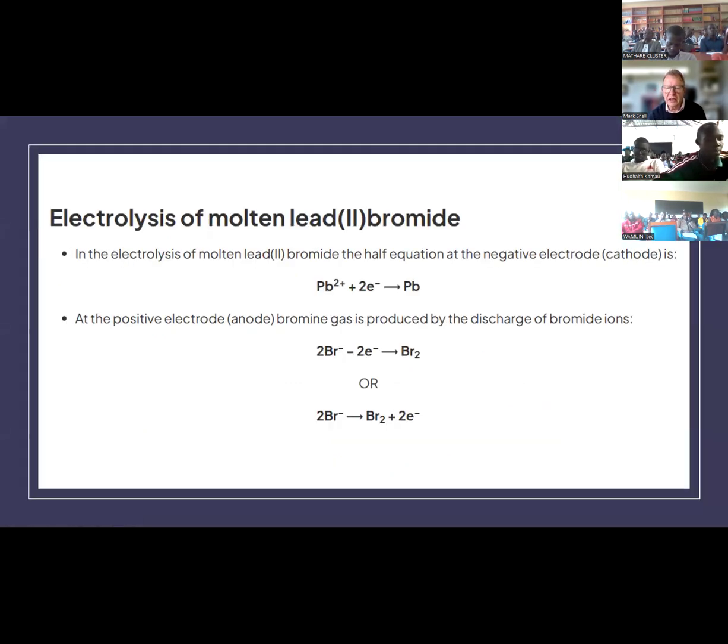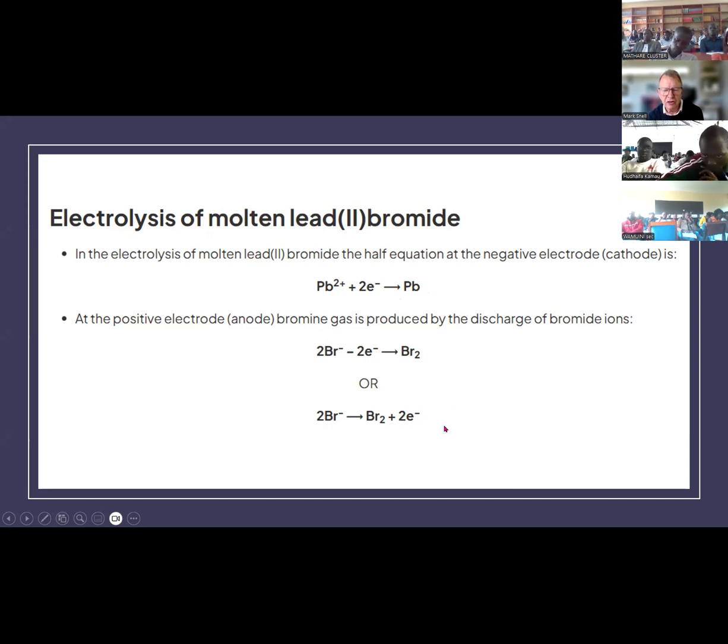Here are some slides which I often just show them. I just say, look, in electrolysis of molten lead bromide, this is what happens. I'm not going to stop on these slides because you can see them later if you want to. But I'm just reassuring them that what they're writing is okay. Sometimes I will ask them to write that.